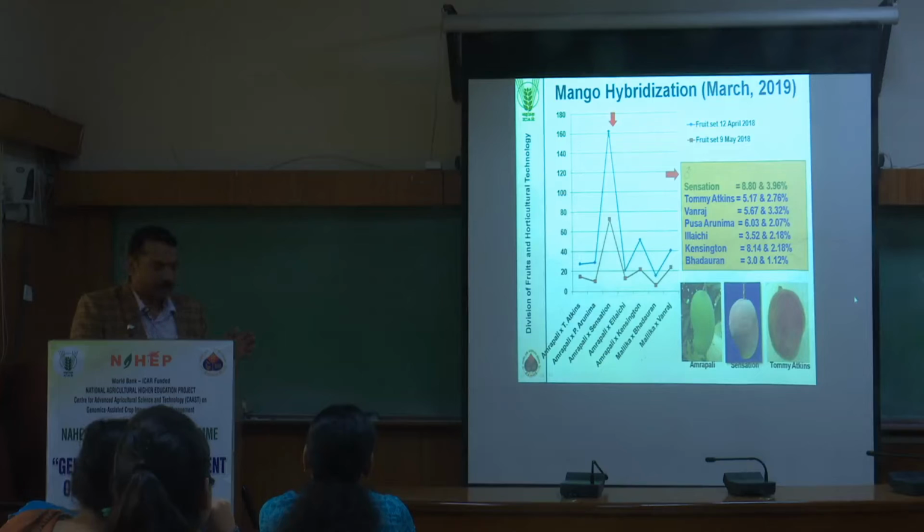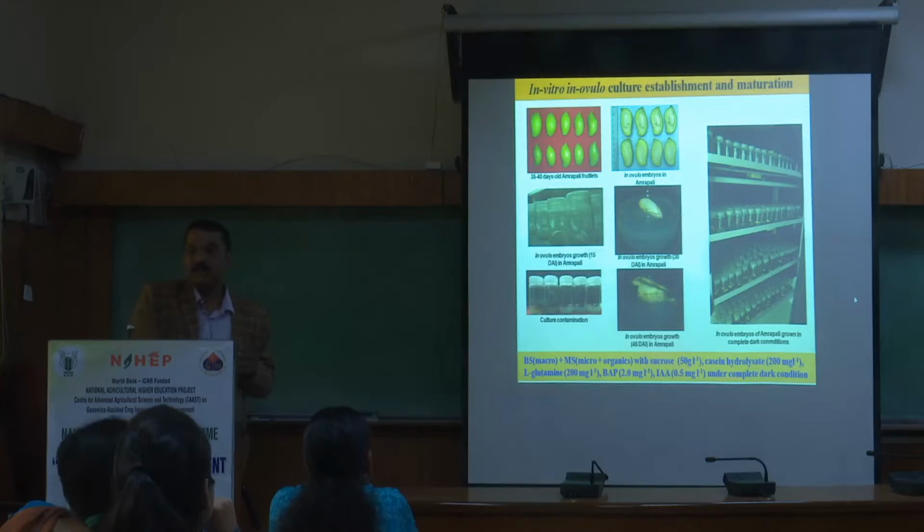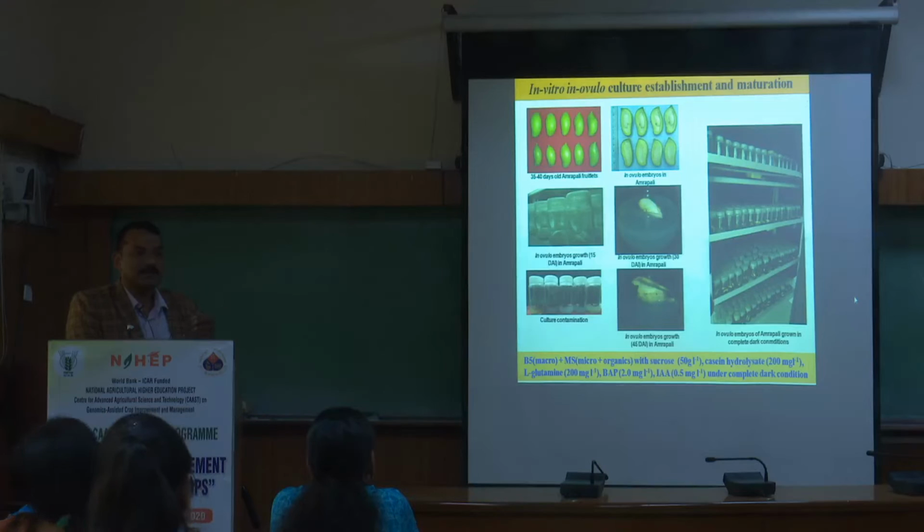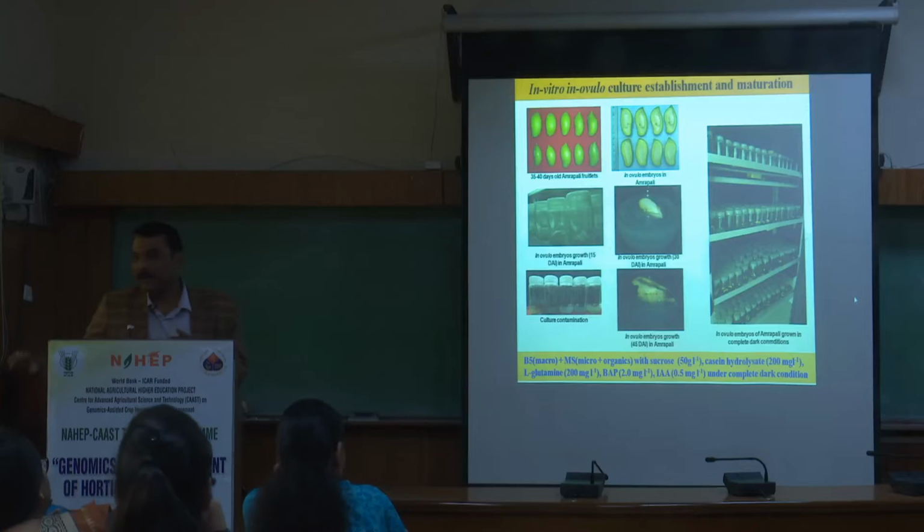So what we did, we attempted this in vitro inovulo culture. What we are exactly doing here is harvesting the fruits at an early stage of fruit development. Suppose today I have made the cross, after 35 to 40 days we will harvest the fruits, and then we will go for artificial maturation of the embryos under in vitro conditions, and it will take hardly 45 days for maturation.